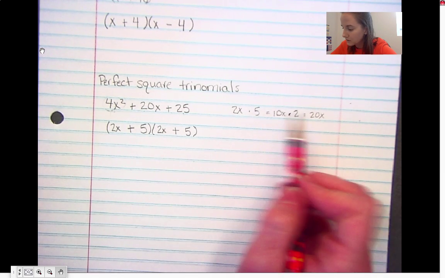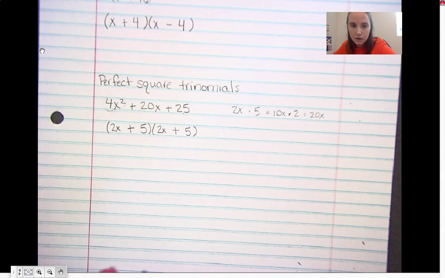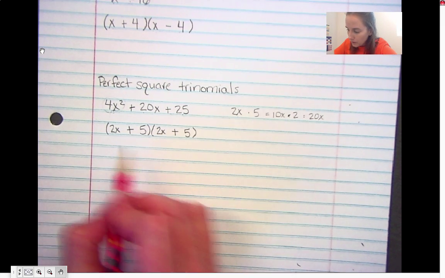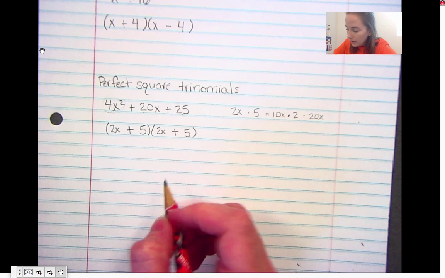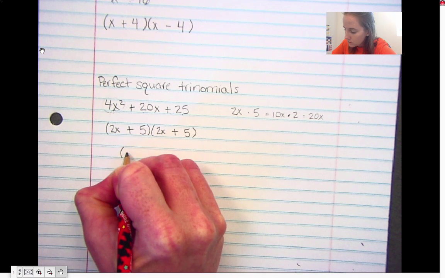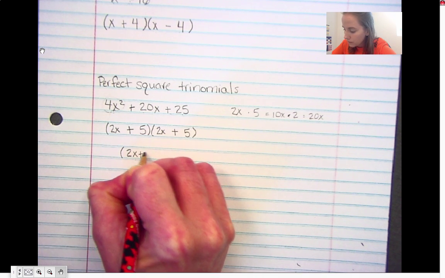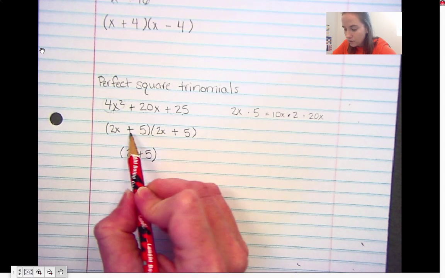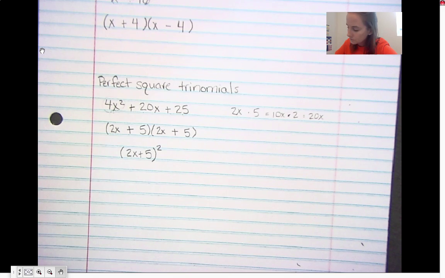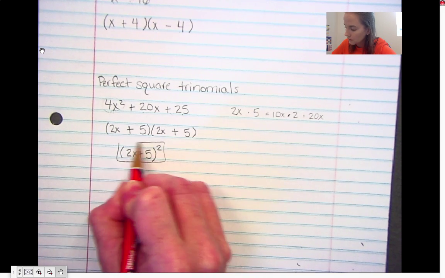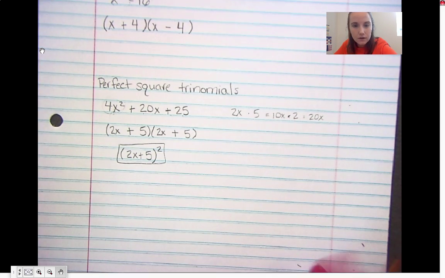If I followed this process, I could immediately tell if this will be a perfect square trinomial. Now, at this point, when I get this written down, I can go ahead and simplify that, take it one step further and say 2x plus 5, and since I have it written down twice, I can say that it's squared. You can FOIL this back out to make sure it works.